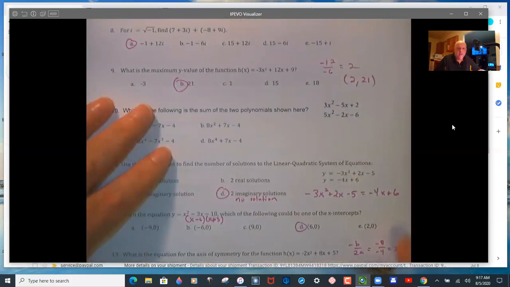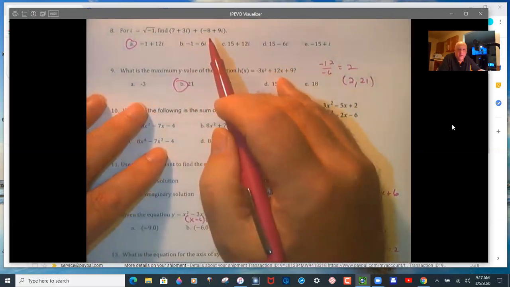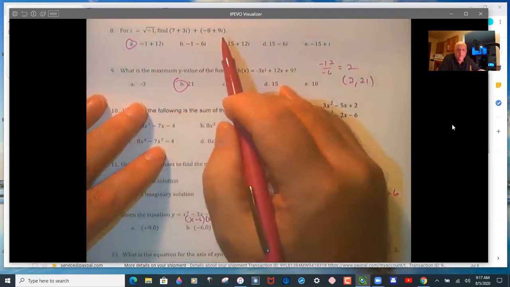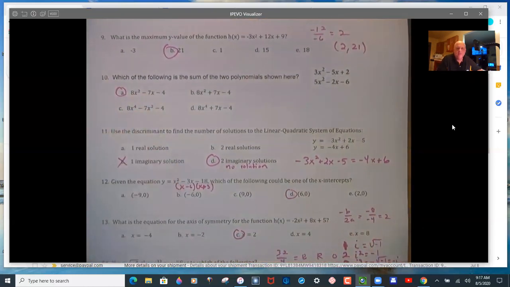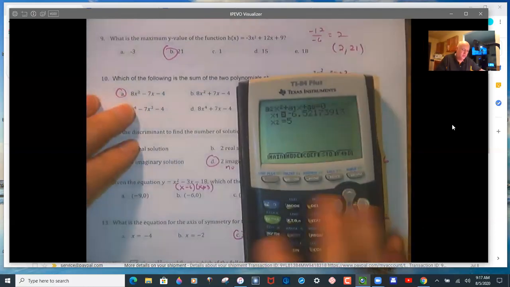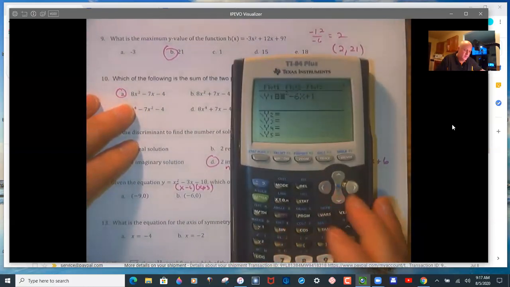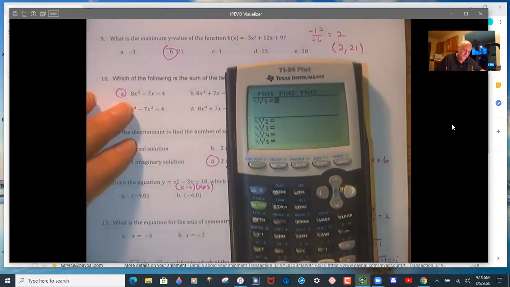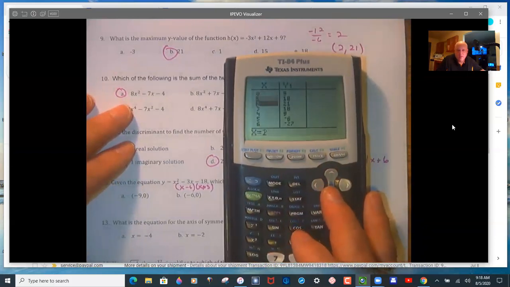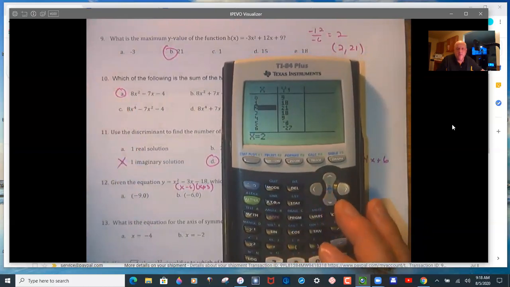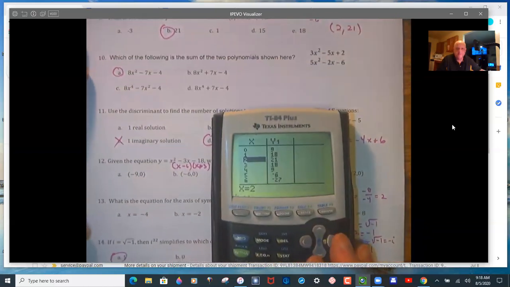Number 8, add like terms. So 7 plus negative 8 is negative 1, and then 3i plus 9i is 12i. Number 9, what is the maximum y value? So they're asking you to find the vertex. And again, you probably should just go and graph it. I think we made all of these on the exam to where you can graph them and just find the vertex. So go look, there it is, 221. So the maximum is always the y value of the vertex, or the minimum, depending.